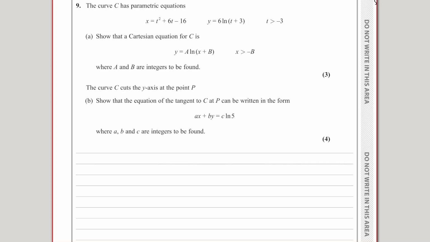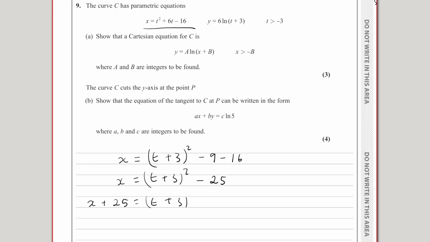We can make them both t plus 3 by completing the square on our first one. So x equals (t plus 3) squared minus 9 minus 16. So x equals (t plus 3) squared minus 25. So let's make it: t plus 3 equals, so plus 25, and then square root both sides. Power half.